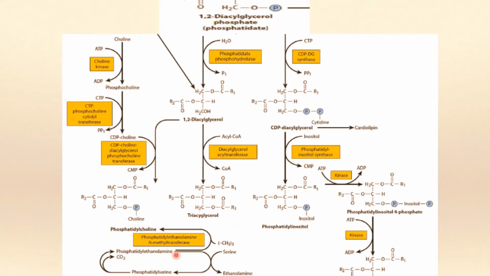Now phosphatidylethanolamine has one more option: it can exchange with serine to form phosphatidylserine, and ethanolamine is released. So we first get phosphatidylcholine, lecithin, then phosphatidylethanolamine, then phosphatidylserine. All these are phospholipids of the plasma membrane at various sites. Predominantly, phosphatidylserine is generated during the synthesis of the phospholipid bilayer of the plasma membrane.